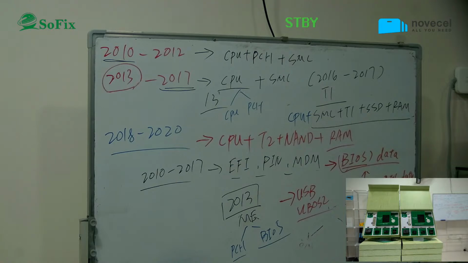So the next one we are talking about is the T1 and T2 model. The T2 model is different from the T1 and before models. So now, how to remove the EFI and the pin lock in the T2 model. Okay, T2 model.